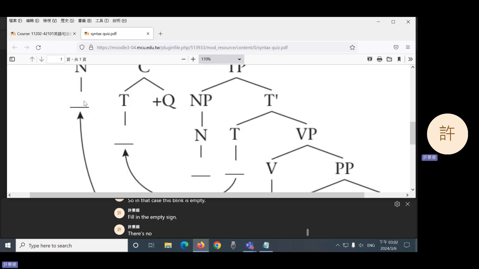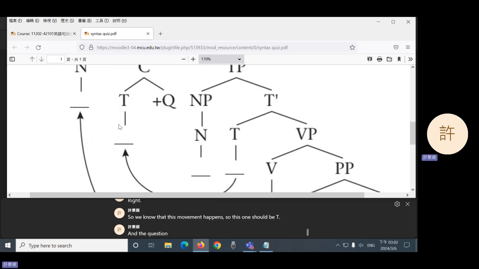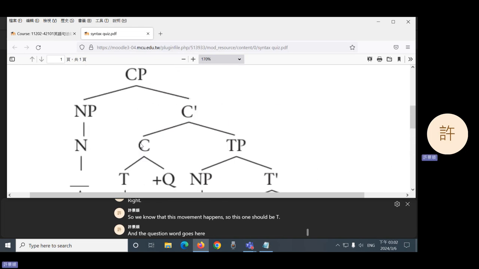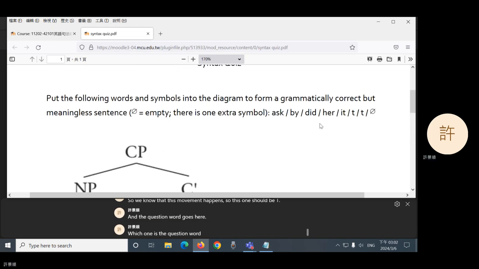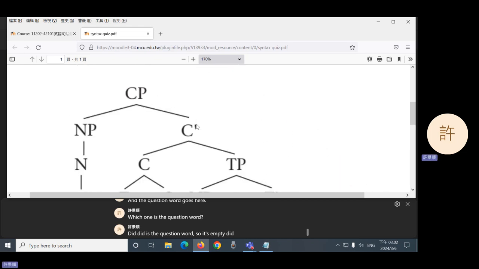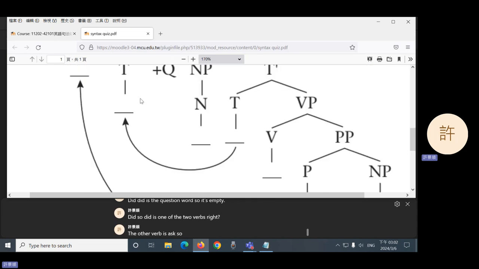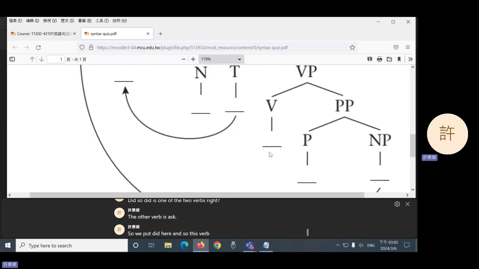There's no movement here. A yes or no question only moves between T. Right? So we know that this movement happens, so this one should be T. And the question word goes here. Which one is the question word? Did. Did is the question word. So it's empty, did. So did is one of the two verbs, right? The other verb is ask. So we put did here, and so this verb must be ask.